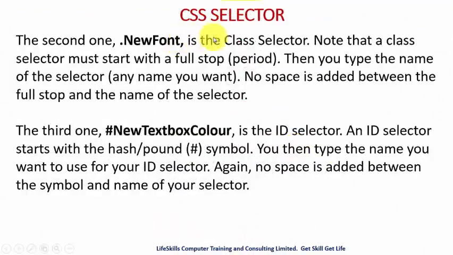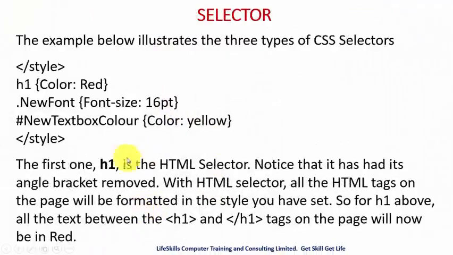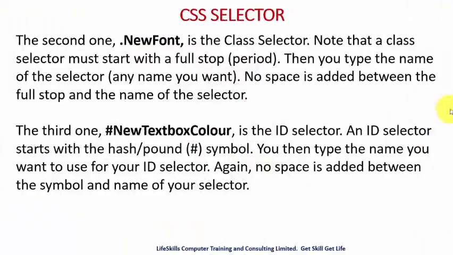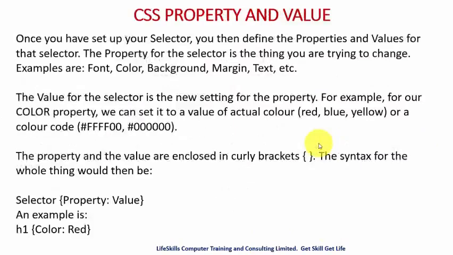The second one, having dots before it, that is a class selector. As you have it here, new font, that is a class selector. Then the third one, new text color but having hash, that is ID selector. I've explained that already. Okay, let's look at CSS property.